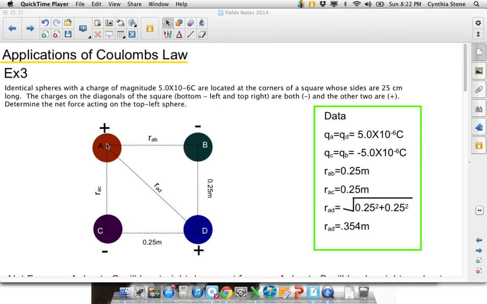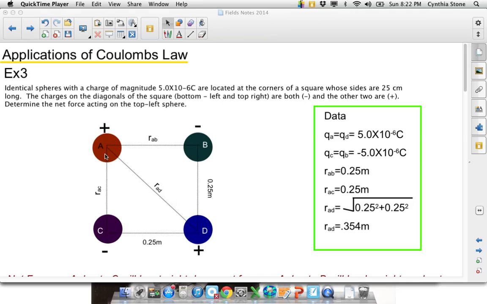Okay, so I've labeled my A, B, C, and D, and I want to find the net force acting on A here. This is what I'm looking for, the net force on A. So this one gets fun, and we might start asking the question. Maybe before we start, we could predict what we expect.